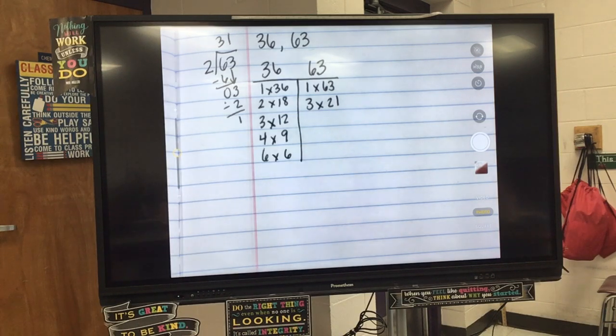Perfect. 5s are really easy. If it doesn't end in 5 or 0, then you know that it's not. 9. Hold on, we're not there yet. Don't skip. See how you jump straight to 9? I know that 9 is a factor, but this is why I go in order, because you are going to miss a number. And that is probably going to be the number that is actually usually your GCF. So you are 100% correct, but we're not there yet. Since it doesn't end in a 5 or 0, I know it's not going to be 5.